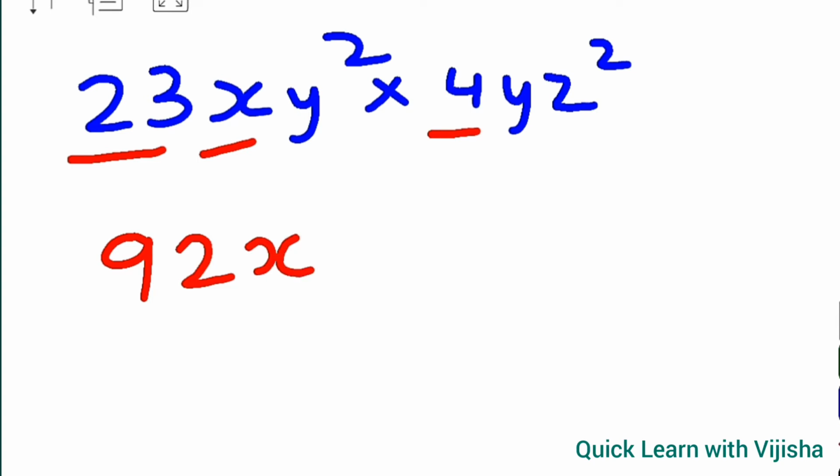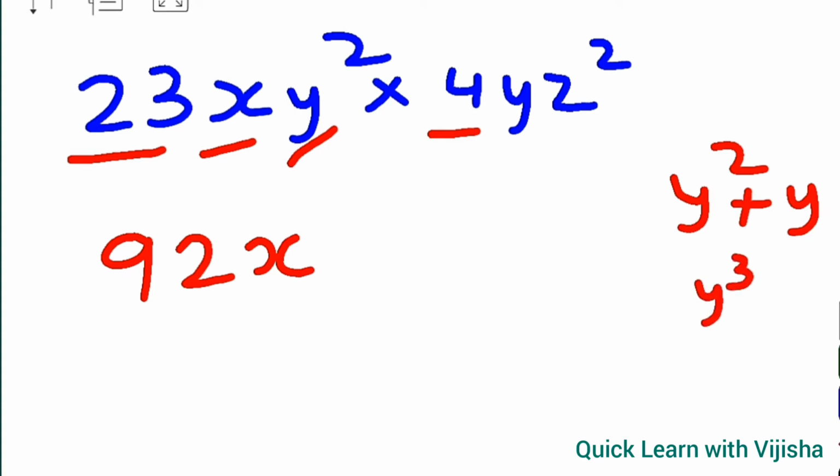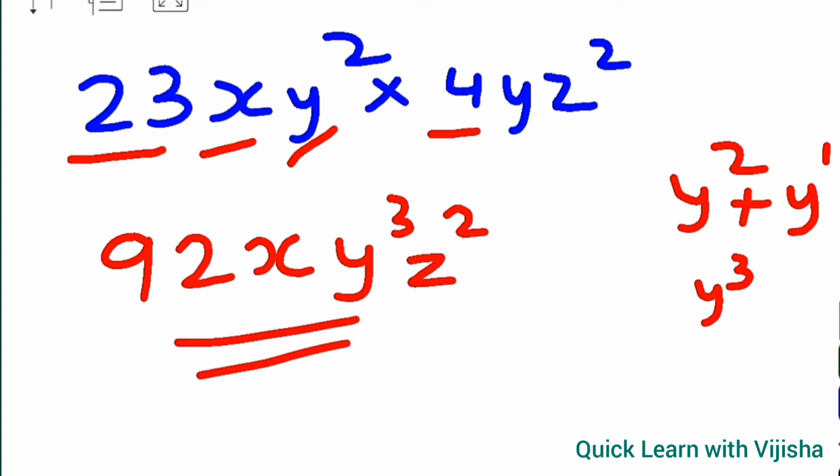Understanding children? Now coming for y, here two y's are there, and in the next question only one y is there. So if you add both, you will get y3. Means here 2 and here nothing is there, means 1. So 2 plus 1 becomes 3. Understanding children? So y raised to 3. Coming for z, in first question there is no z terms. In the second question it is there, so we will write z square. So this is the answer for second question.